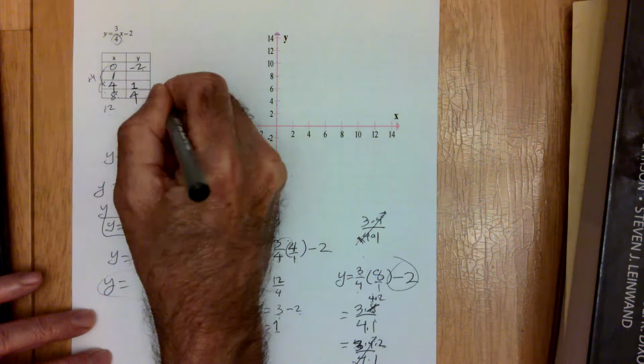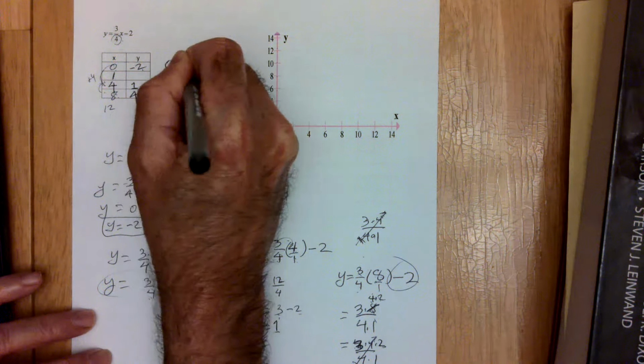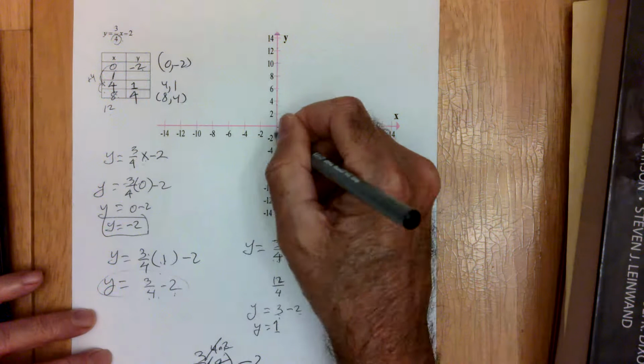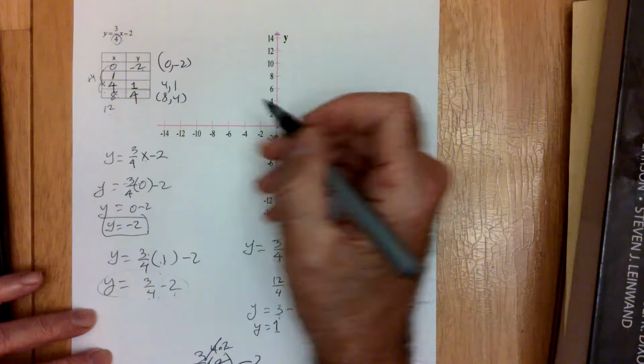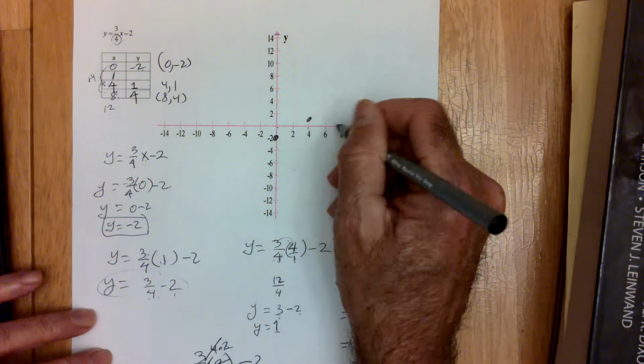So we've got 3 points: 8 comma 4, 4 comma 1, and 0, negative 2. So 0, negative 2. 4, 1. 8, 4.